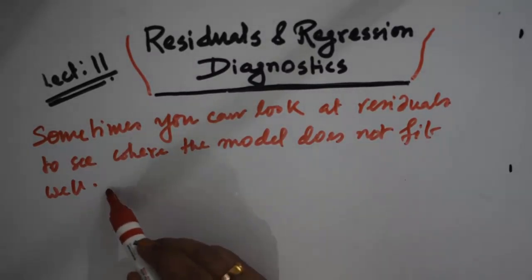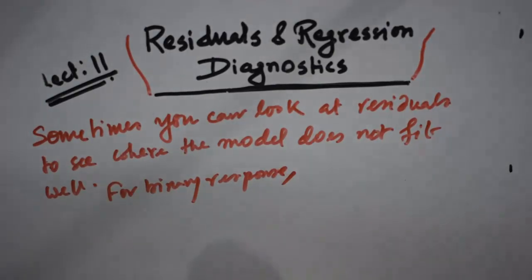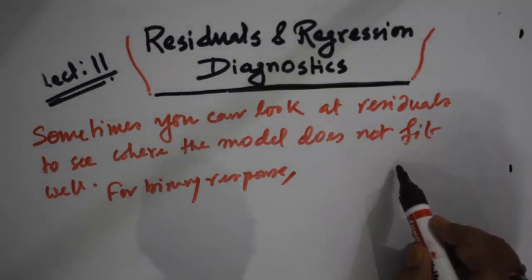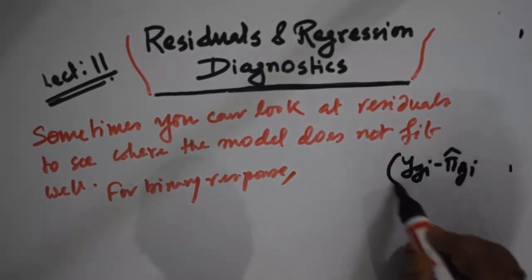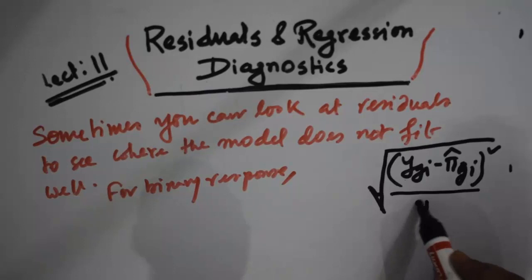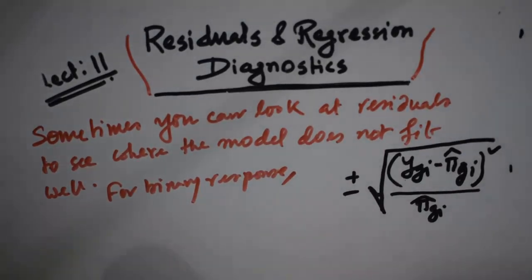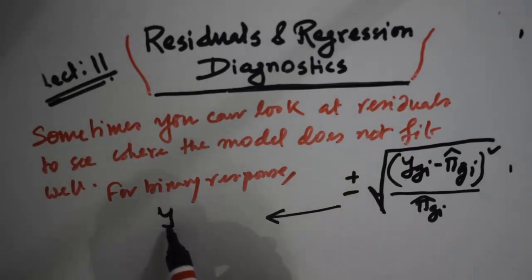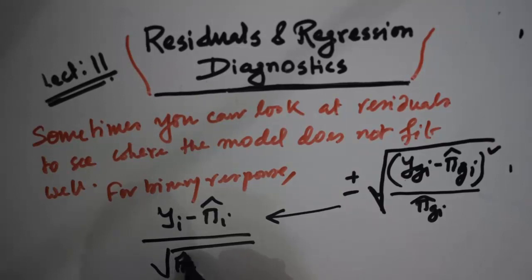For binary response, we define the Pearson residual, and this is (yi minus pi_i hat) whole square over root of pi_i hat (1 minus pi_i hat), and we see that this is simply yi minus pi_i hat by root over pi_i hat (1 minus pi_i hat), and we denote this Ri.